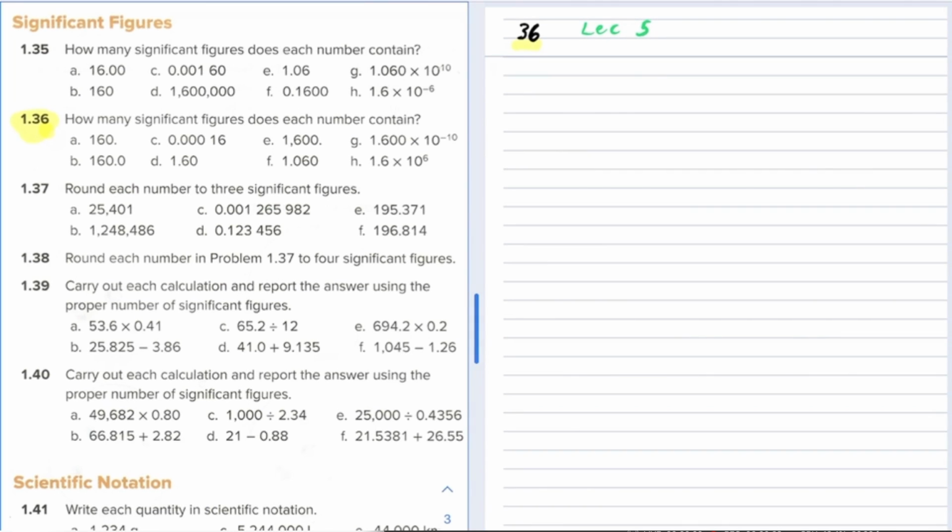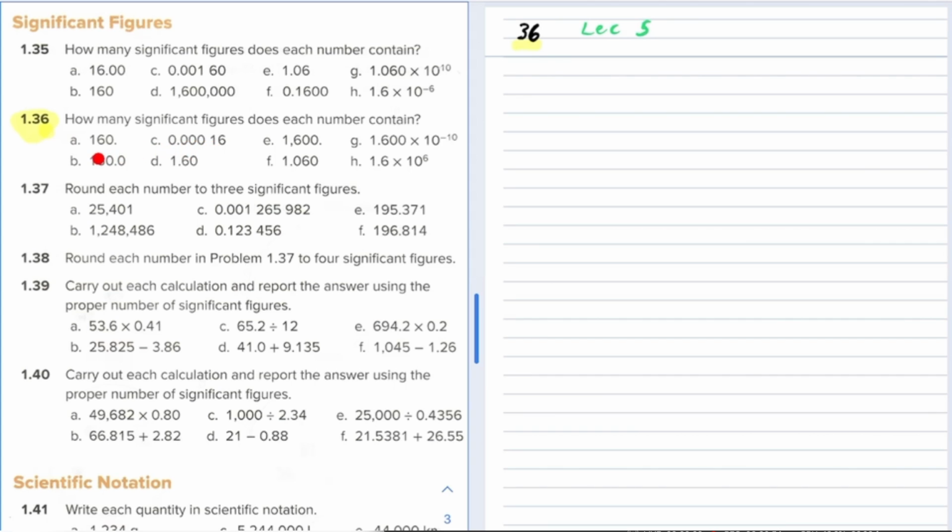When you look at a measurement or a number, you basically read the number from left to right, and you count how many significant digits. The one catch is when you have zeros at the beginning. When you have zeros at the beginning of a number, you never count them. You always start at the first non-zero number, okay?